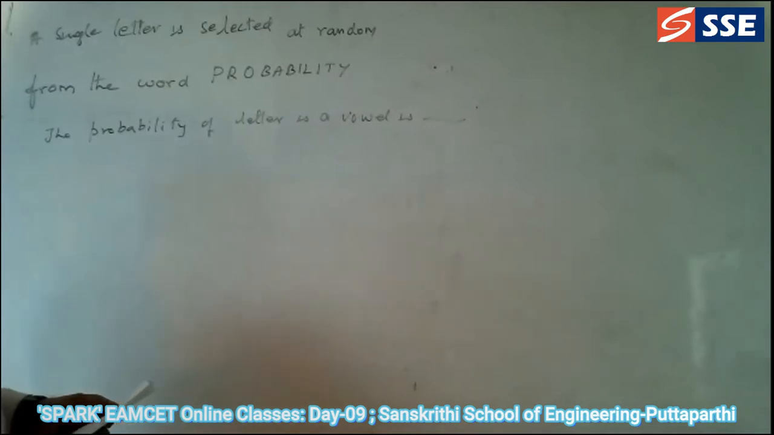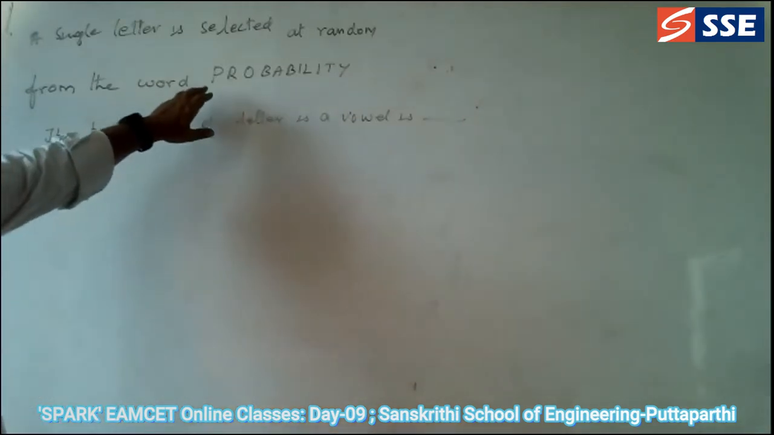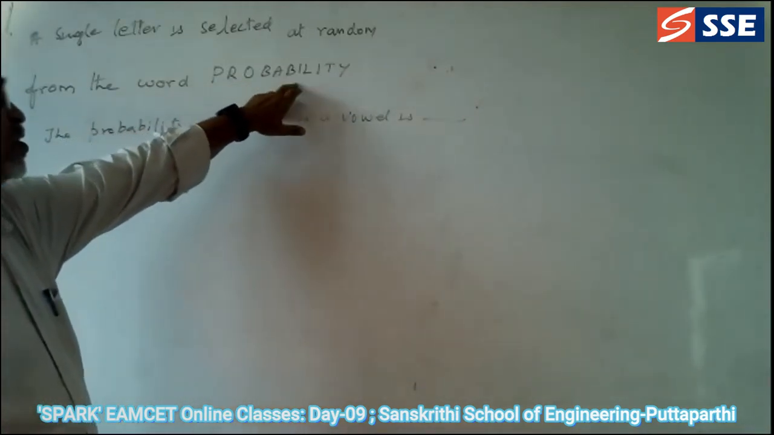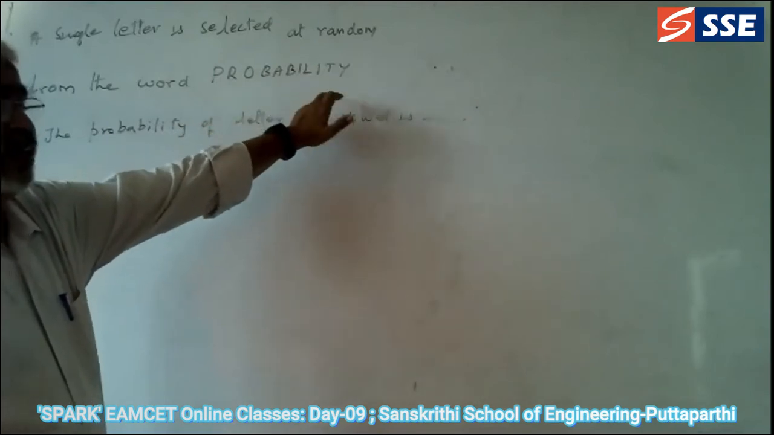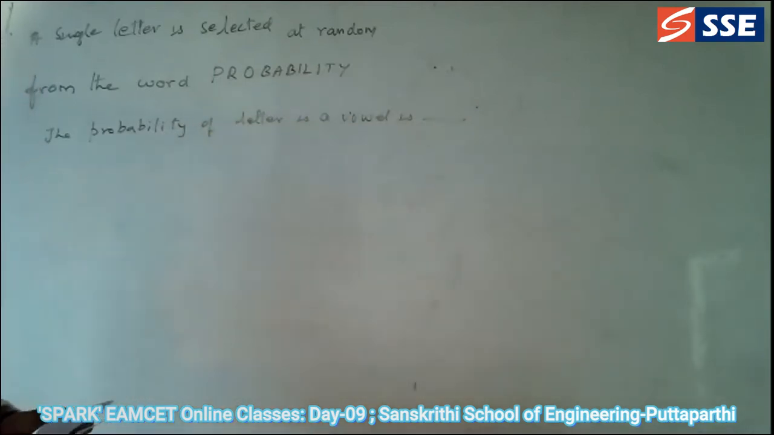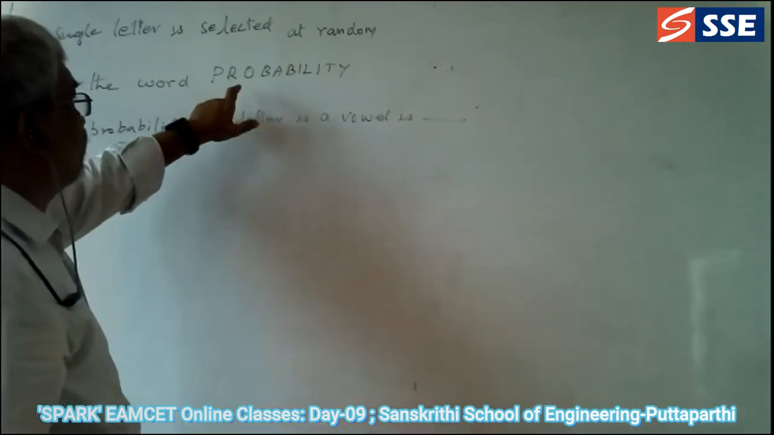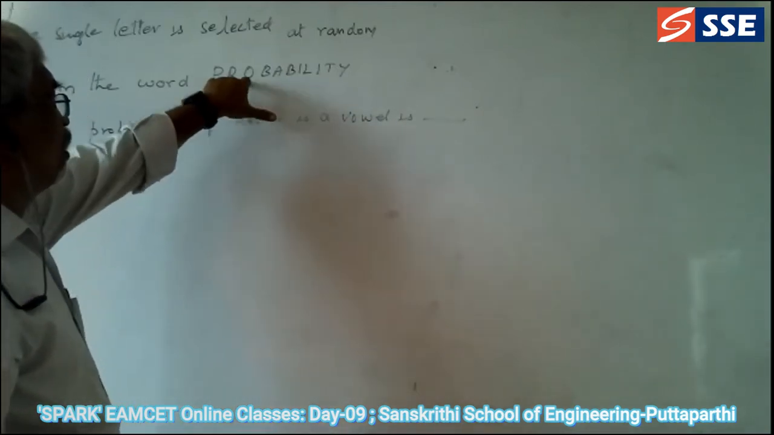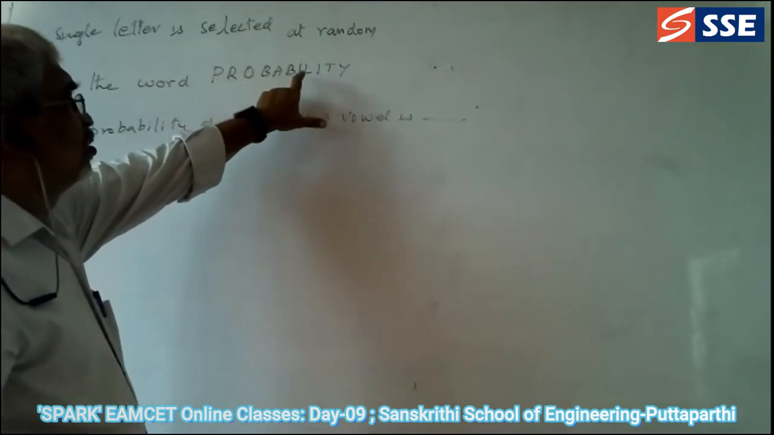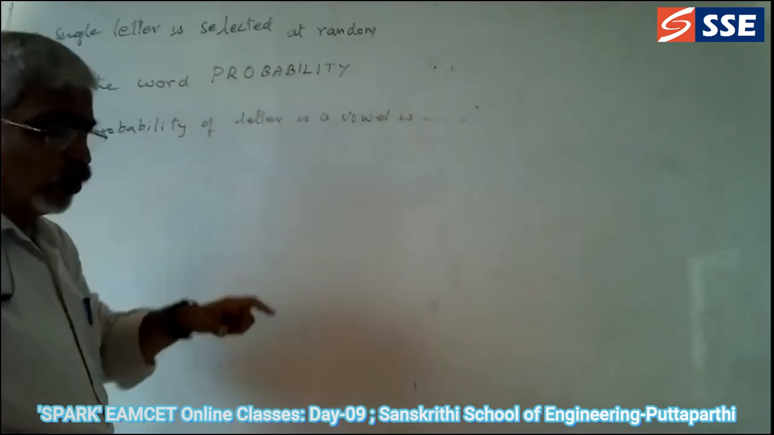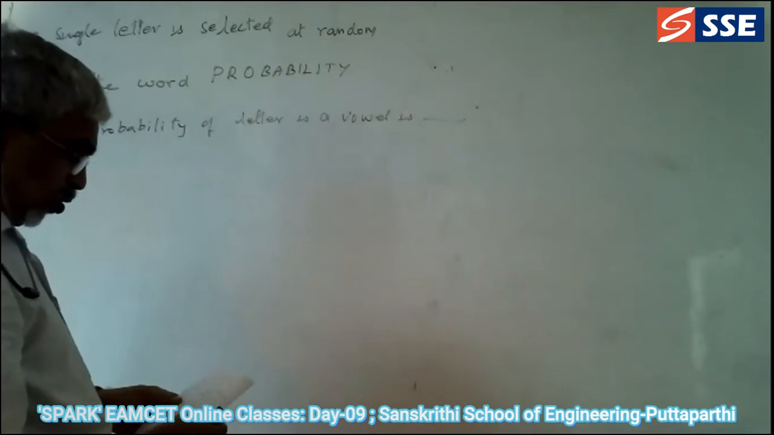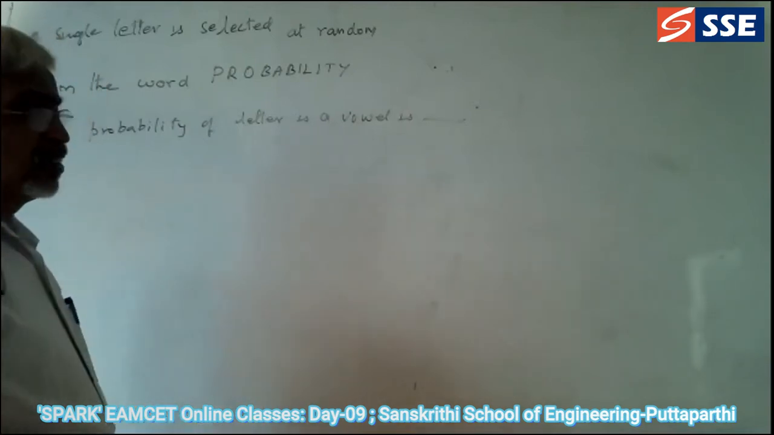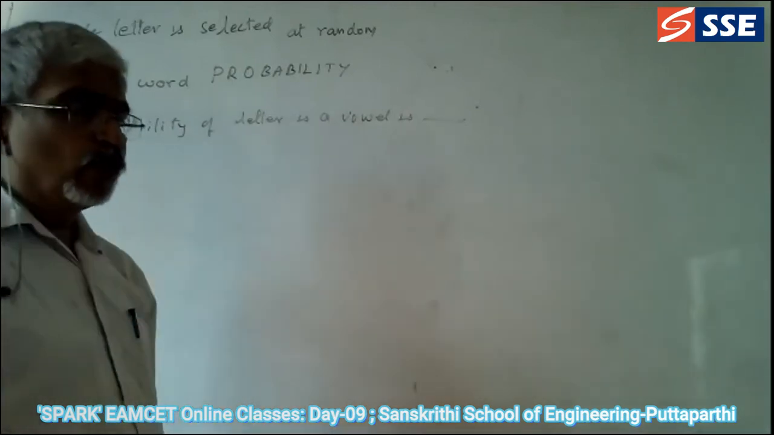So now, what is the total possible? How many letters are there? 1, 2, 3, 4, 5, 6, 7, 8, 9, 10, 11. So the total number of possibles is 11. And the favorable, how many letters are we having? You can check. How many vowels? 1, 2, 3, 4. 4 vowels we are having. So now 4 by 11 is the answer. Understand now, 4 by 11.